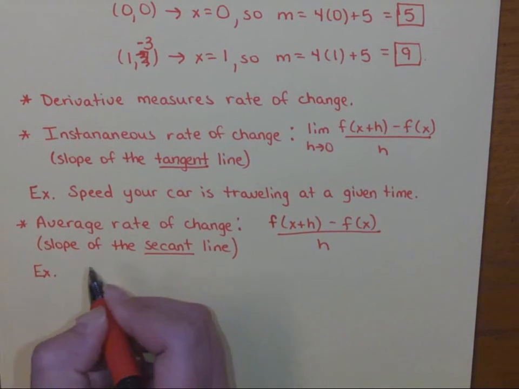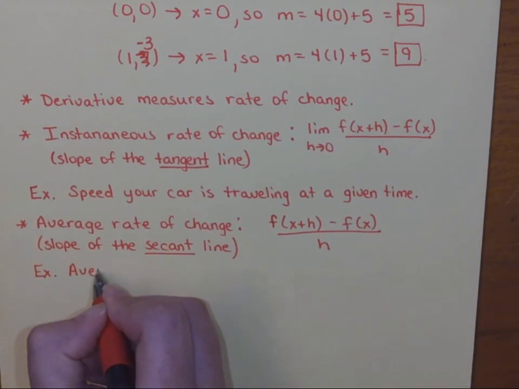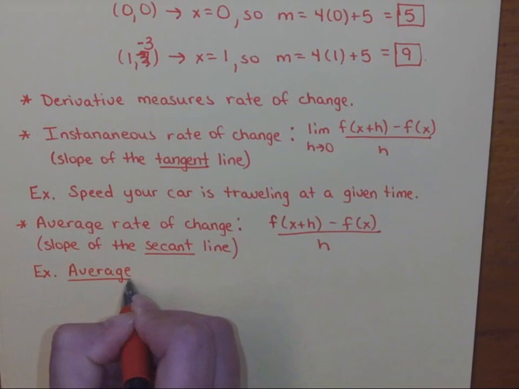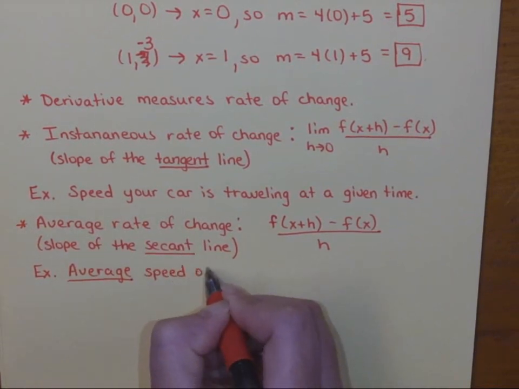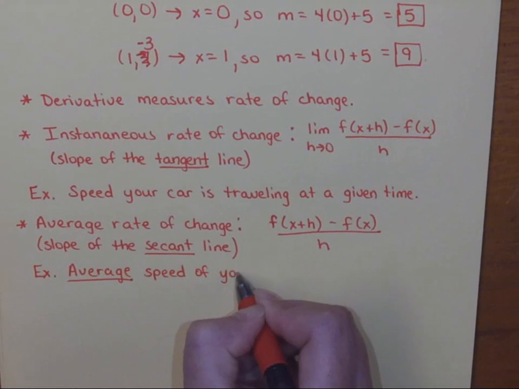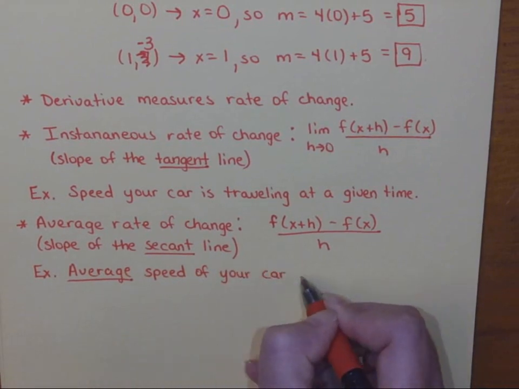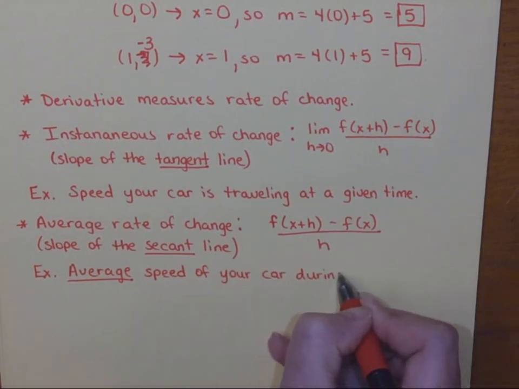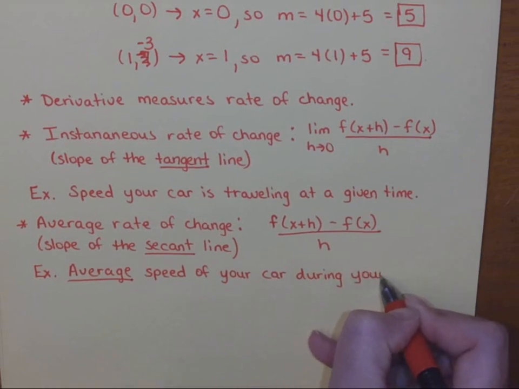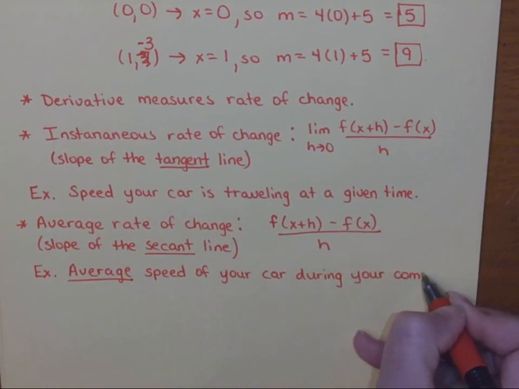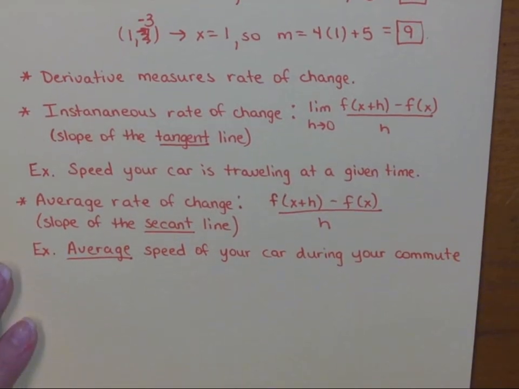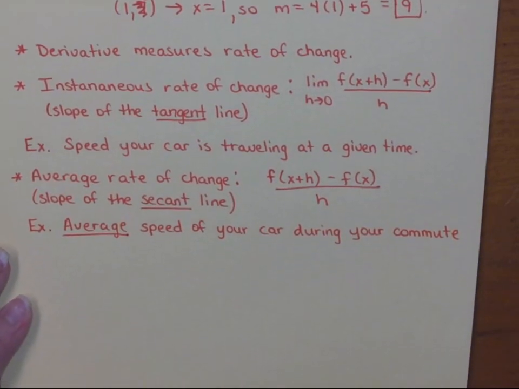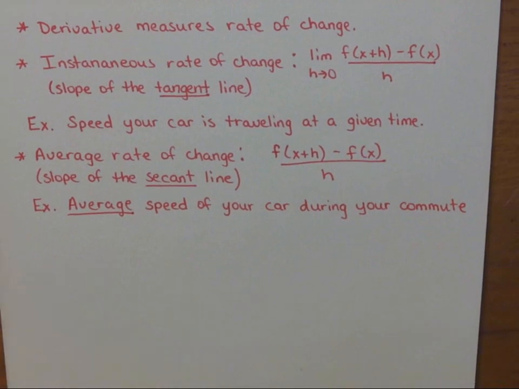So let's go back to our commute. The average speed of your car during your commute would be describing your average rate of change, right? Because if your average speed on your 30-minute commute is 70, that does not mean you were going 70 steady the whole time. It just means probably sometimes you were going faster, sometimes you were going slower, but overall your average was 70.